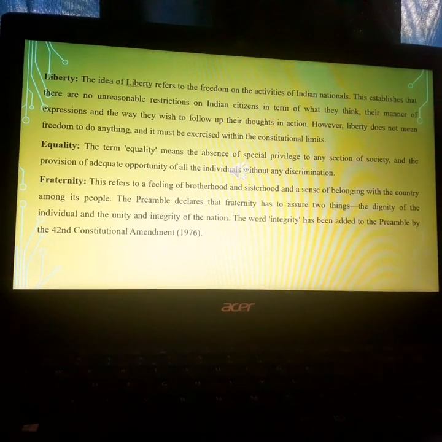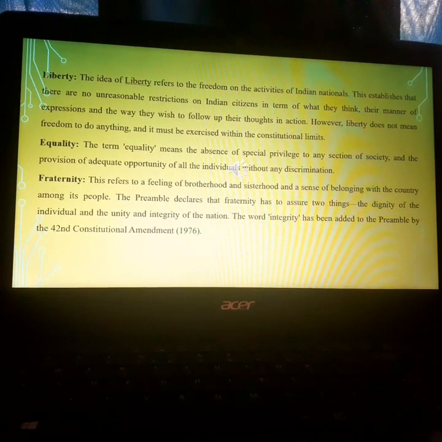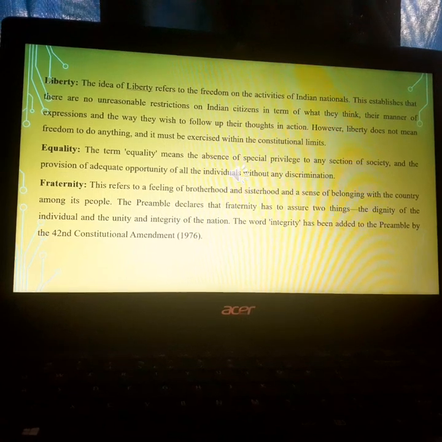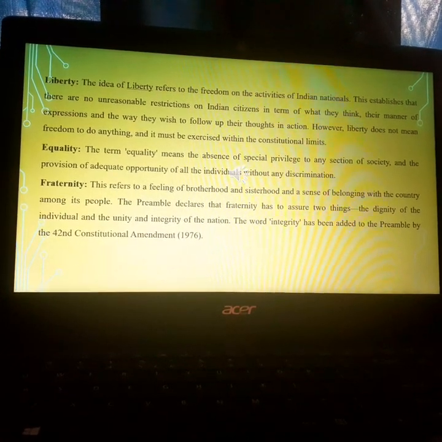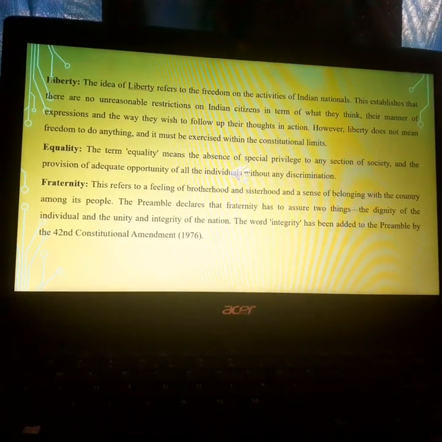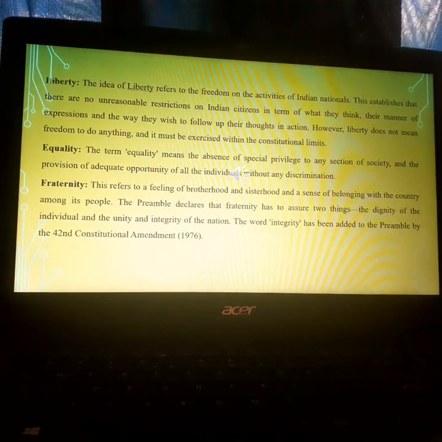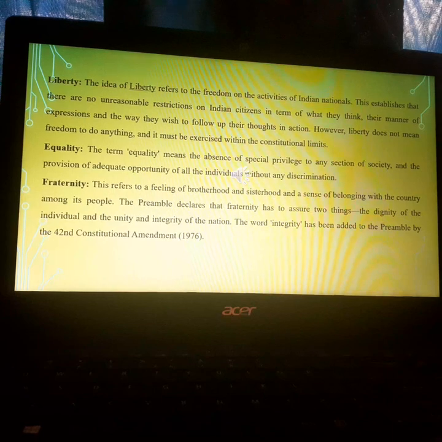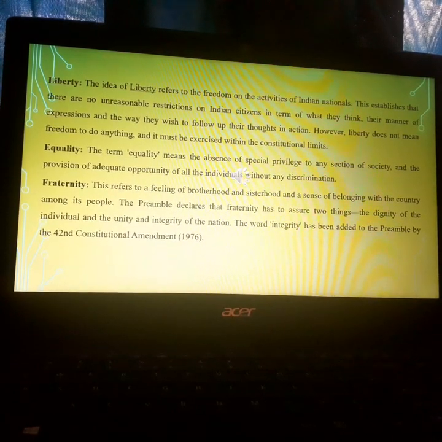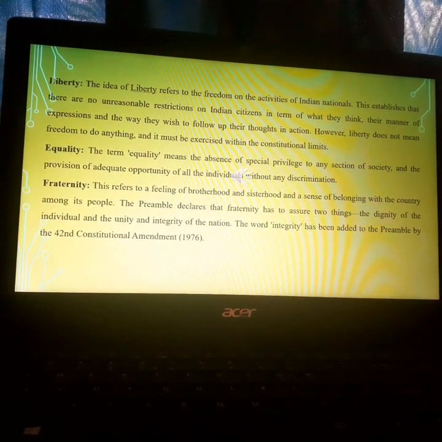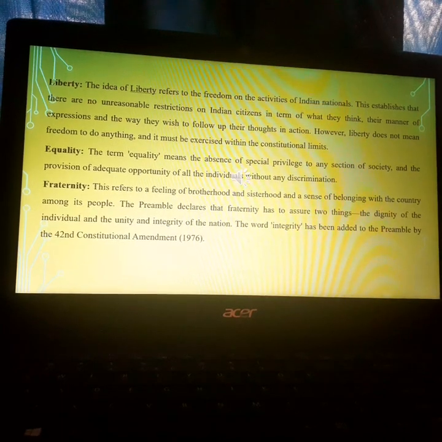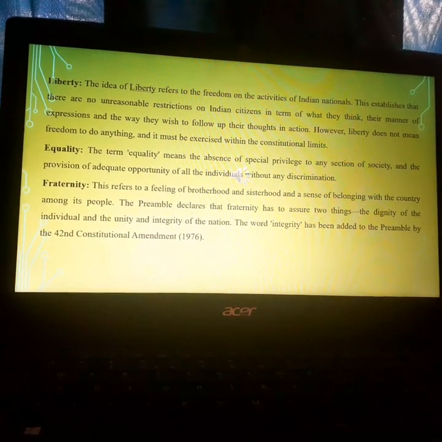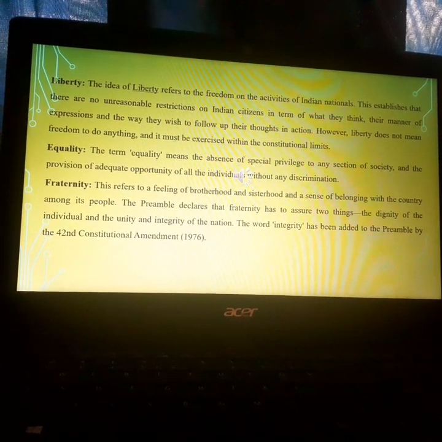Fraternity. This refers to a feeling of brotherhood and sisterhood and a sense of belonging with the country among its people. The preamble declares that fraternity has to assure two things: the dignity of the individual and the unity and integrity of the nation. The word integrity has been added to the preamble by the 42nd Constitutional Amendment, 1976.